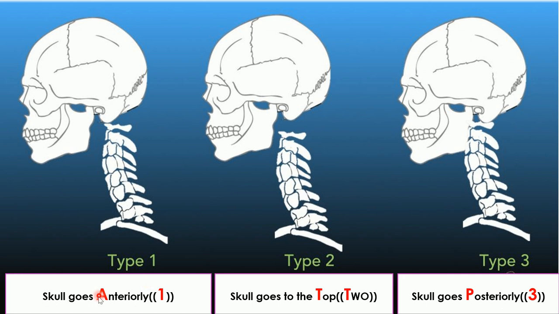Just to remember this: type 1 is anterior dislocation, where the skull moves anteriorly. Type 2, the skull moves to the top. And type 3, the skull moves posteriorly.